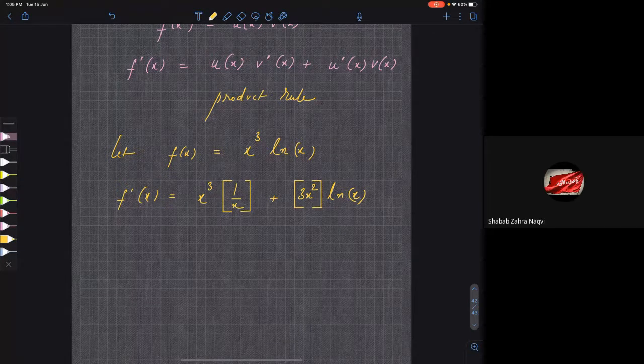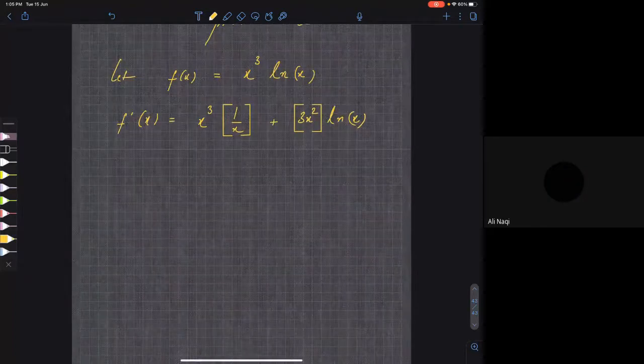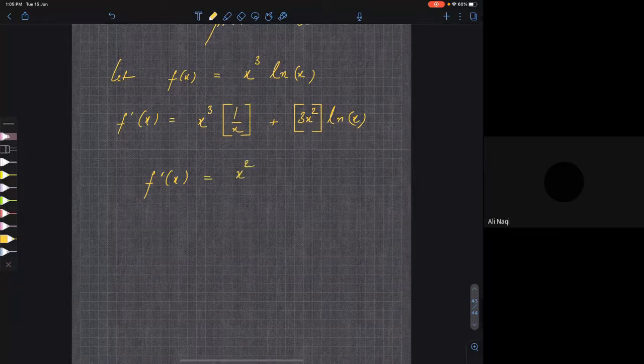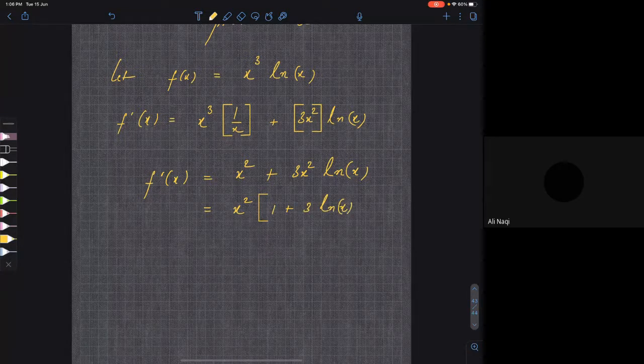Now if you want, you can simplify this. x square plus 3x square natural log of x. What is f dash of x equal to? You can simplify with one more step. You can take x square common. What will remain? 1 plus 3 ln x. So this is the derivative. This is how you take the derivative. Clear?